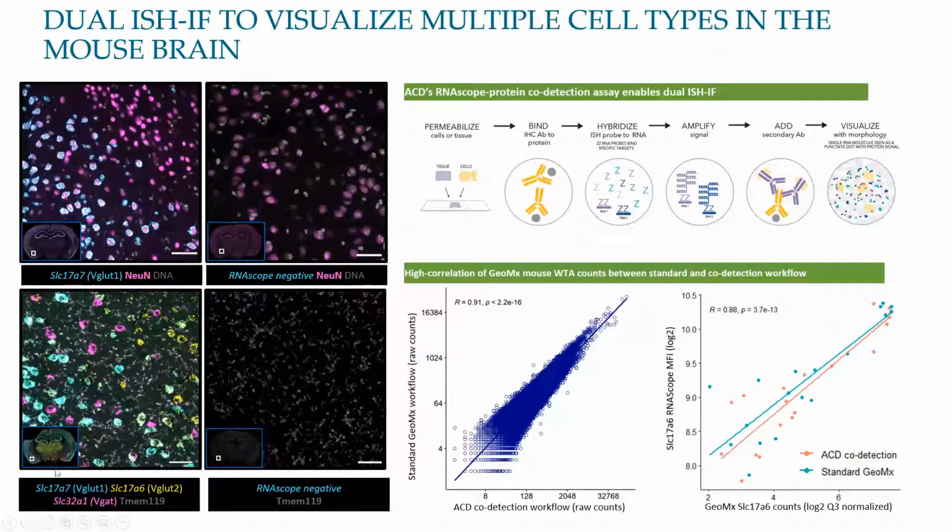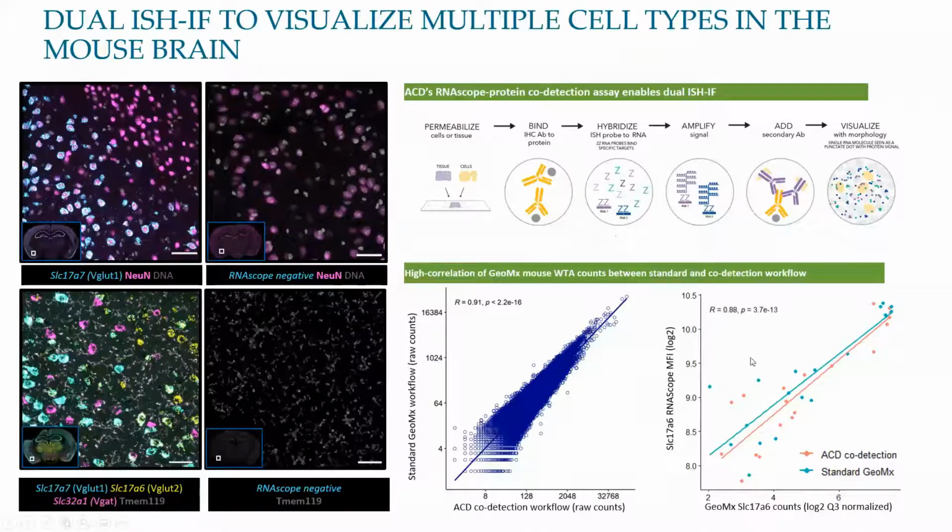Similarly, we looked at the V-glut1, V-glut2 RNAscope probes along with the TMEM119 antibody, which is a marker for glial cells, as you know. So just to highlight the protocol for this co-detection assay, you first add your antibody and then add your probes, which after hybridization, you develop the signal for both of them and then visualize them simultaneously. So this workflow was done upstream of GeoMx.